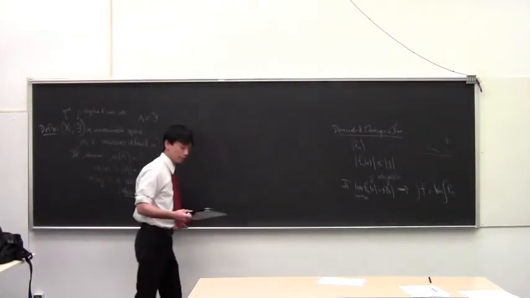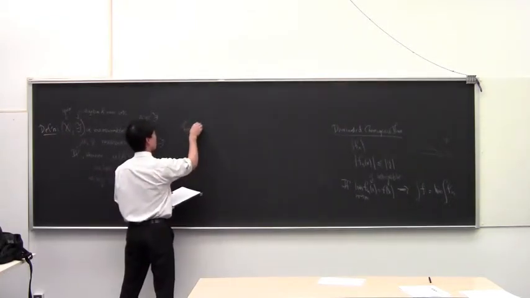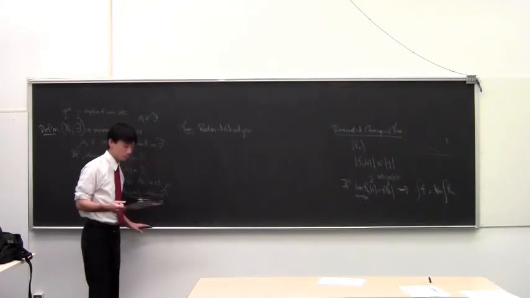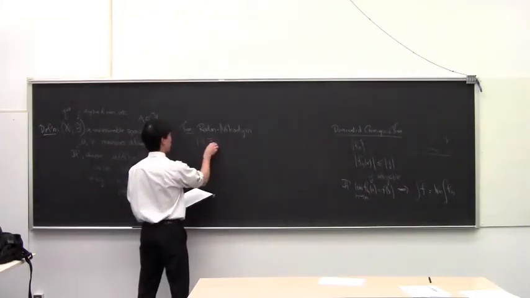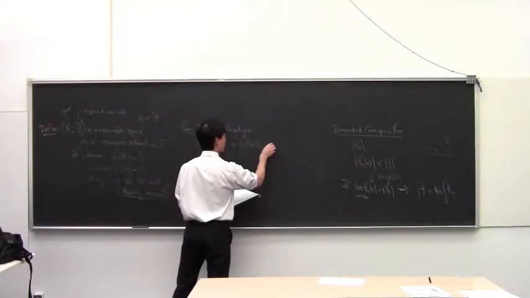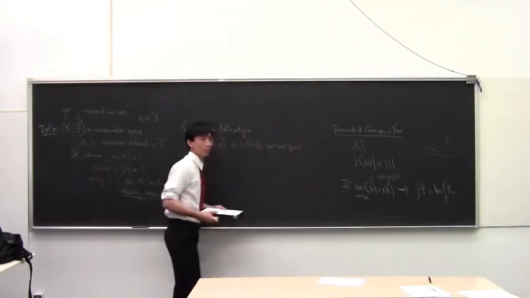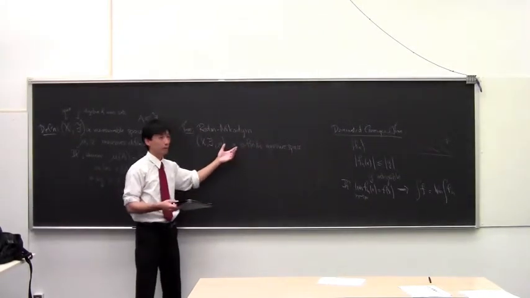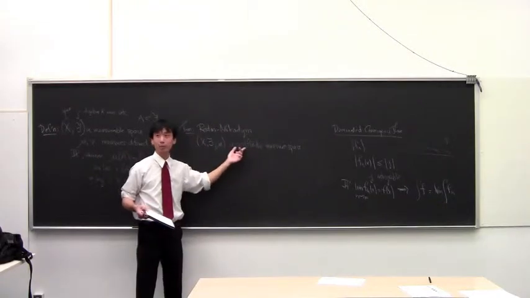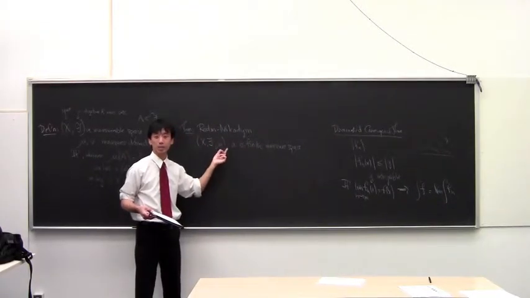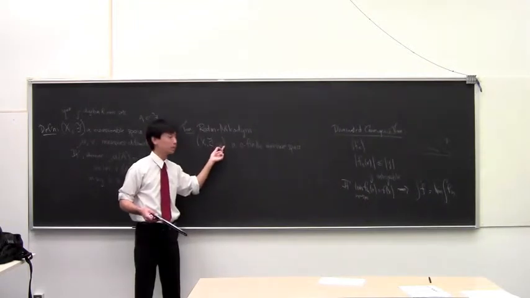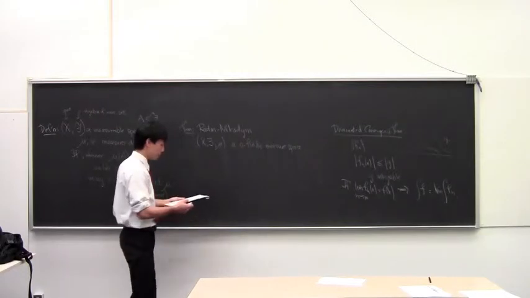The main result we use with that definition is the so-called Radon-Nikodym theorem. So you have (X, F, mu), a sigma finite measure space. You remember sigma finite means you can have a collection of sets, each of finite mu measure, whose union is the whole space. So it just means that X is a countable union of sets which each have finite measure.